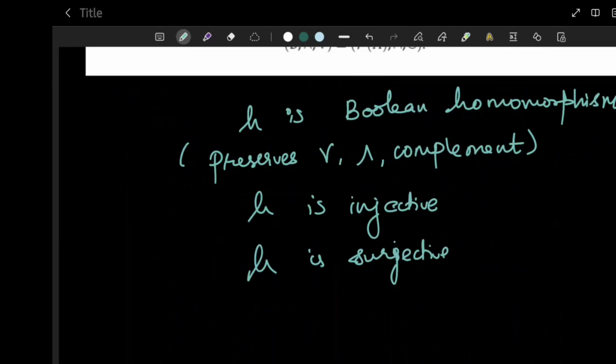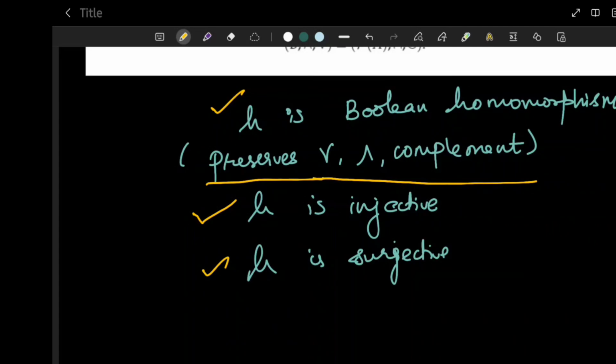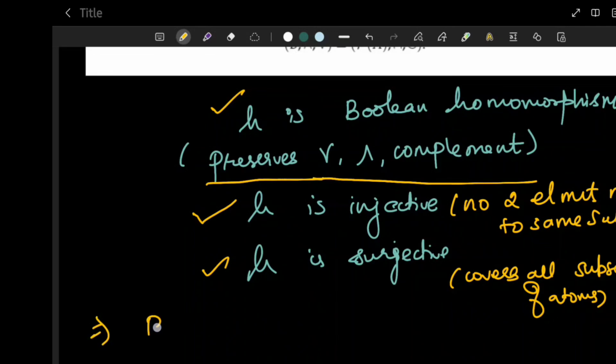So here arrives the final conclusion of the proof, that is H is Boolean homomorphism, as we proved that it preserves AND, OR and complement operations. Also, H is injective, that is, no two elements map to the same subset. Also, we proved that H is surjective, that is, covers all the subsets of atoms. I hope you understand. Therefore, we arrive at a conclusion B is isomorphic to power set of A. Hence, the theorem is proved.